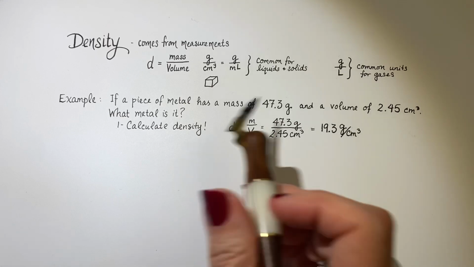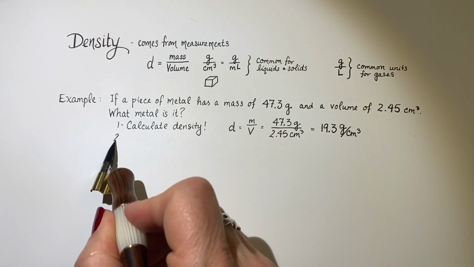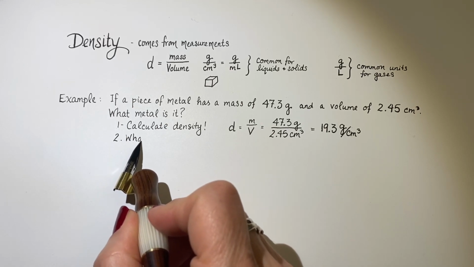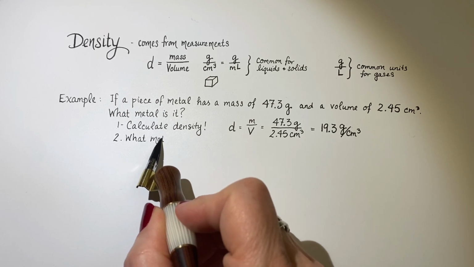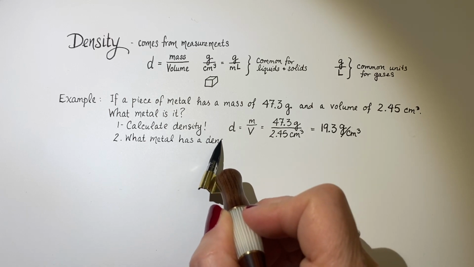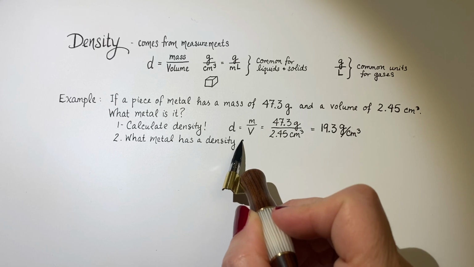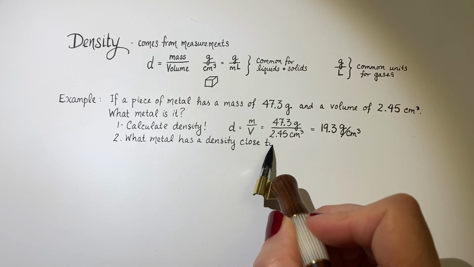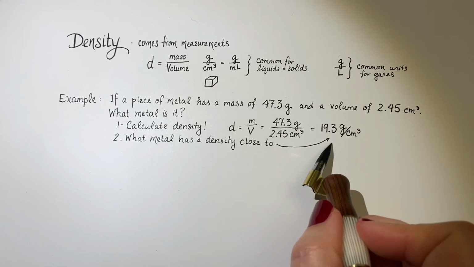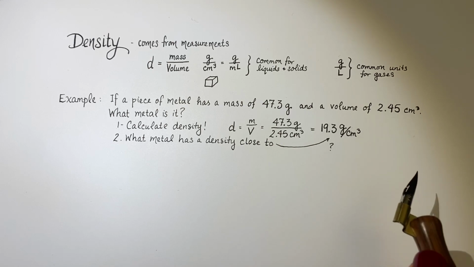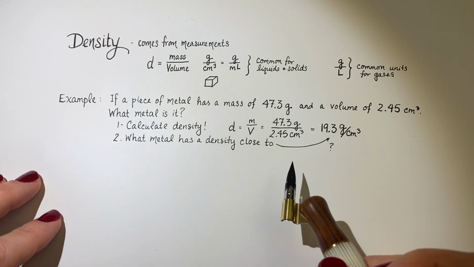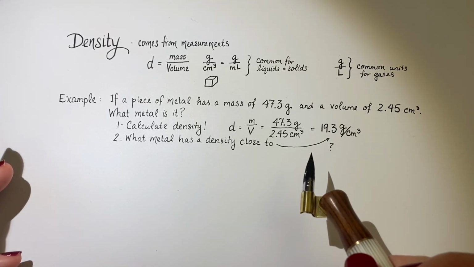So we have a number here, and now we ask ourselves, what metal has a density that is close to this value here? There's our question. So this would entail going through a table, something that has density with it. Okay.